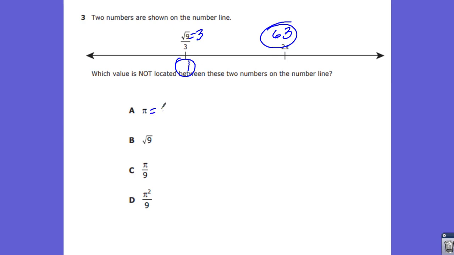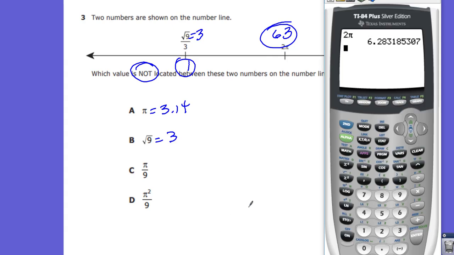Well, we know pi is going to be approximately 3.14, so it's between, because we're looking for which one is not located between. We just talked about the square root of 9 twice now, and we know that that is 3, so that one works. Okay, so these right here we actually have to do on the calculator to find out. So again, we just saw where that pi was. So right there on that one, pi divided by 9.